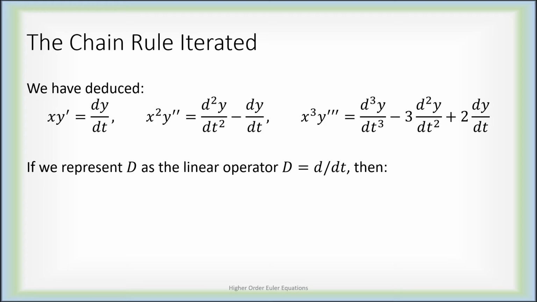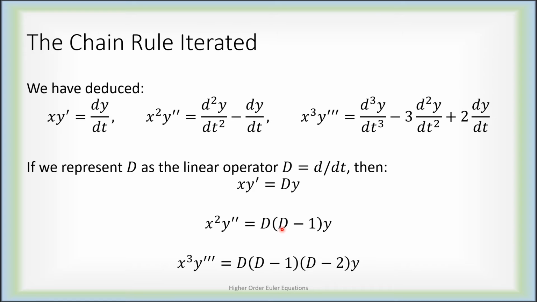We're going to simplify our notation a bit. We're going to call capital D the operator d by dt. So what we have here is xy prime is simply Dy. x squared y double prime is D squared y minus Dy. But that factors as D times (D minus 1) y. Derivatives are linear operators, so this factoring is totally legitimate. Here we would have D cubed y minus 3 D squared y plus 2 Dy, and that factors as (D minus 1)(D minus 2) of y.